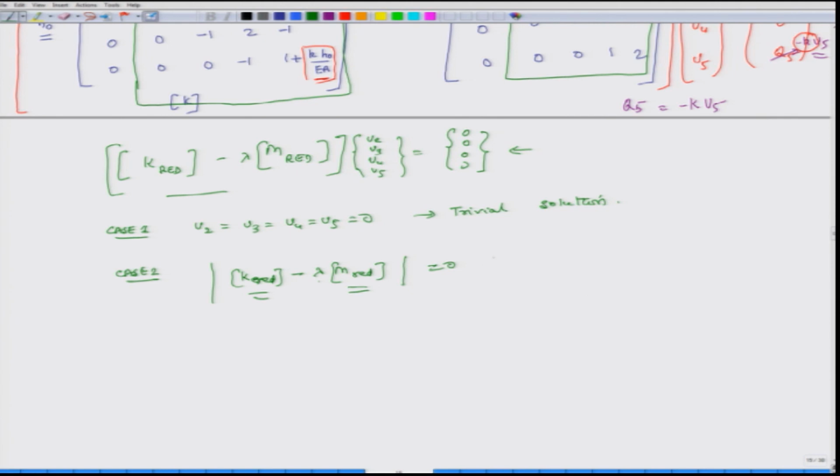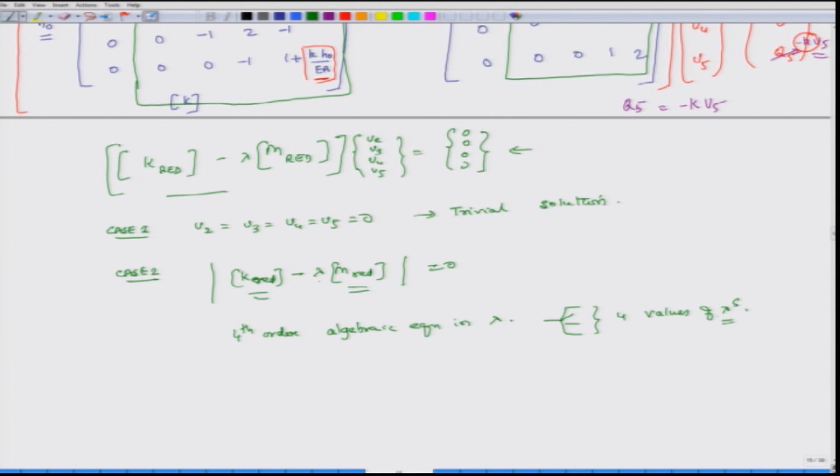So, because these are 4 equations, I will get a 4th order algebraic equation in lambda, 4th order equation. So, it will have lambda to the power of 4 times something plus lambda cube times something and so on and so forth. So, I will get 4 values of lambdas. Each of these values is called an eigenvalue, because it is a characteristic of the system, that is what it literally means.